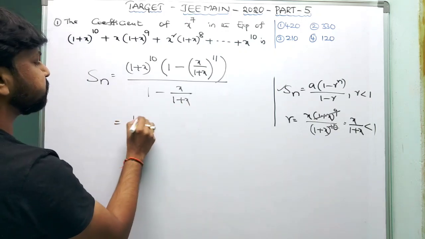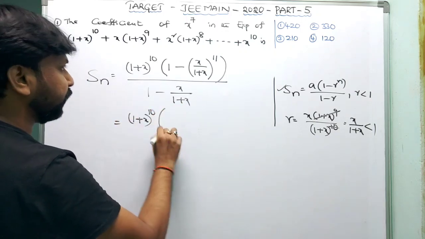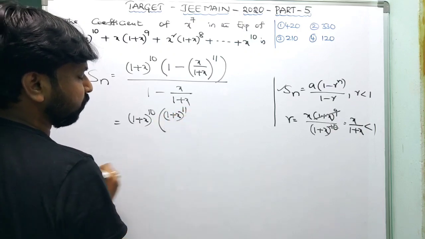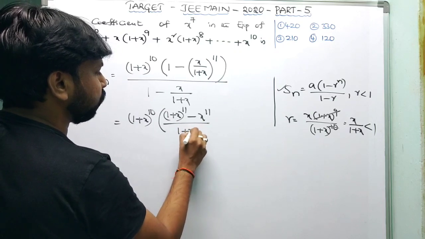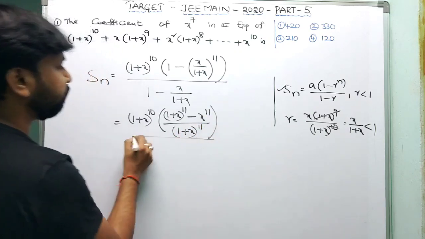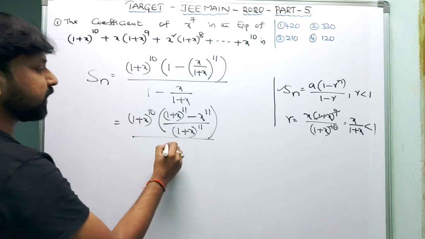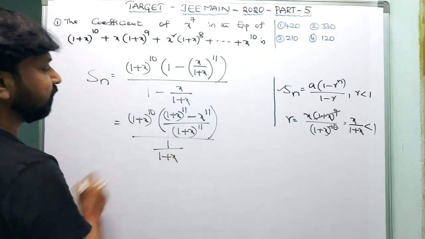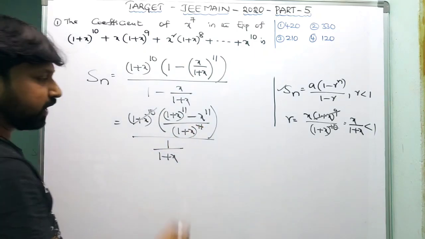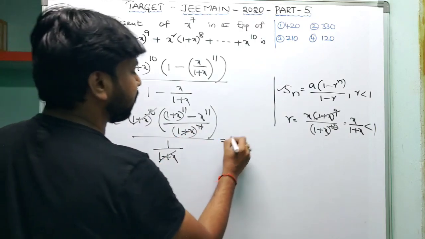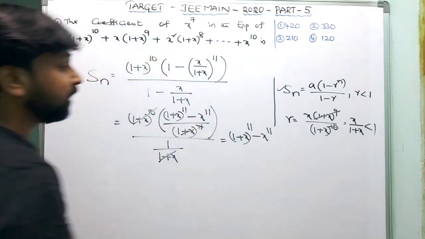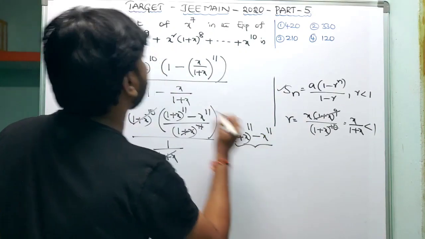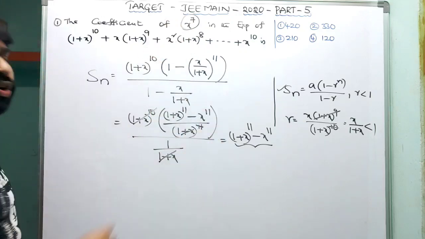Very simple question, friends. (1 plus x) whole to the power of 10 into, if you take LCM, [(1 plus x) whole to the power of 11 minus x power 11] by (1 plus x) whole to the power of 11, whole by, if you take LCM, (1 plus x minus x), x gets cancelled, 1 by (1 plus x). You see 10 times will be cancelled, 1 is remaining, and 1 plus x also will be cancelled. Then the remaining term is (1 plus x) whole to the power of 11 minus x power 11. In this expansion, you are going to find the x power 7 coefficient. So a very simple approach question, friends.